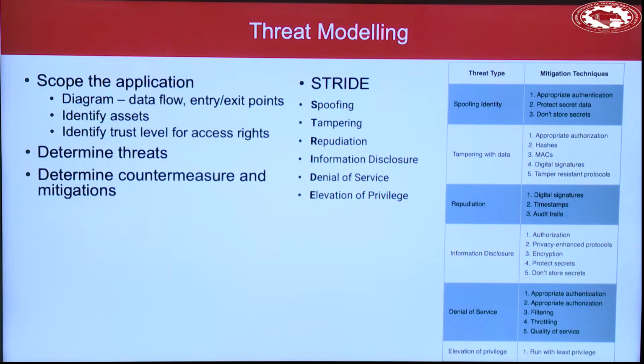Information disclosure. Sometimes information is confidential. How do we handle it? Applying encryption, limiting access to who can access things, and privacy-enhanced protocols. If data is sensitive, we want to ensure privacy is still there. By looking at the data, you won't be able to relate or identify individuals from it.